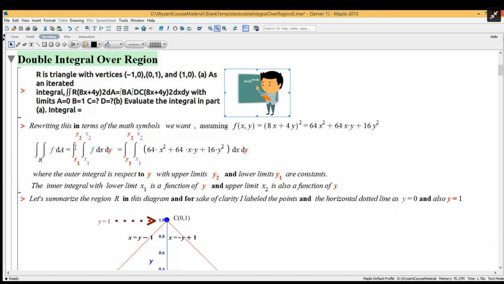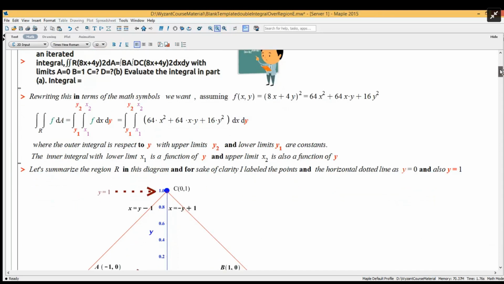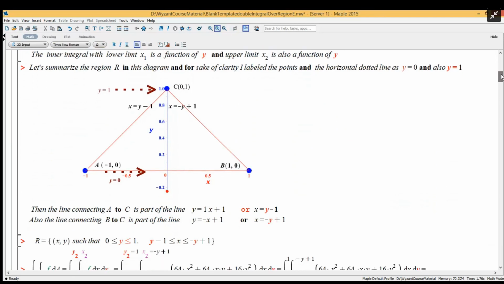where the outer integral is with respect to dy, and the y1 and y2 upper and lower limits are constants, and then the inner integral with respect to dx has lower limit x1, which is a function of y, and also x2, which is also a function of y. So I did all this beforehand, and let's summarize the region in this diagram, because once we understand the region, then it's easy to pull out those limits of integration.